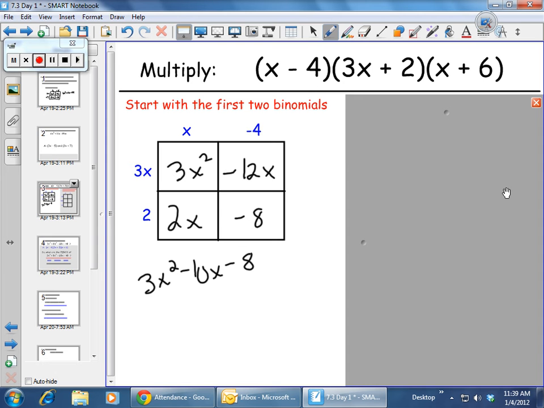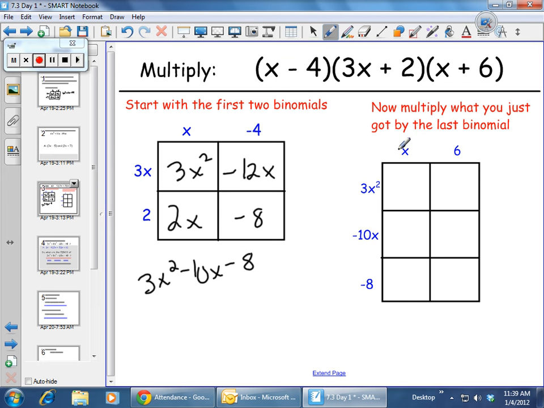So we'll do that, and I've set up another box with the answer we got, so 3x squared minus 10x minus 8, and then x plus 6 along the top. And you can do this with the FOIL method as well. It's not really first, outer, inner, last anymore. What you'd do is you would multiply this by x plus 6, and then you just distribute each term to both in the second set of parentheses. I like this box method because it kind of organizes things for me.